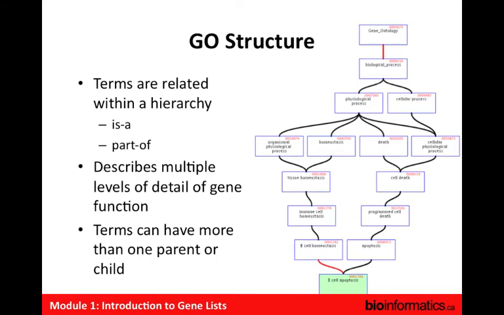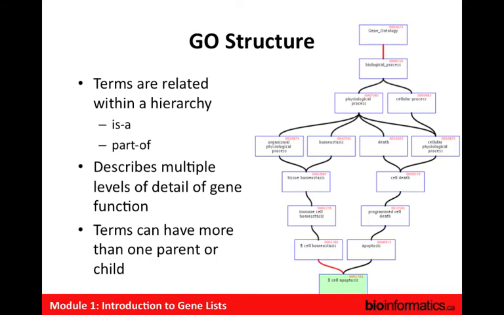In this case, there are two types of relationships, mostly, is a and part of, and I can't remember what red is. I guess red is part of, and black is is a. So B cell apoptosis is a type of apoptosis, which is a type of programmed cell death. If you look at this hierarchy for different terms of interest, you can get an idea of how the terms are related. Most of the part of relationships are in the cell component, so you'd have something like nucleolus as part of the nucleus.